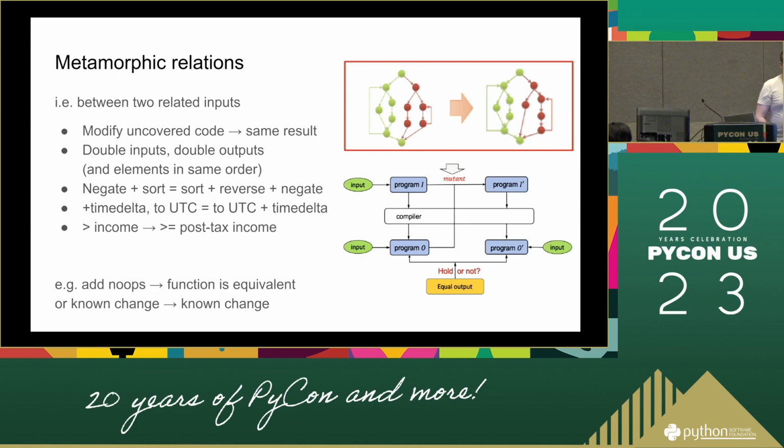You might know for some numerical code that if you double all of your inputs, the output should also be doubled, even if you don't know what that relationship should be in detail. You might be able to say that negating every element of a list and then sorting it should be the same as sorting it and then reversing the list and then negating the elements.